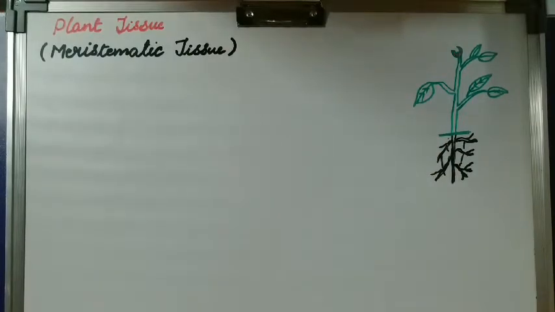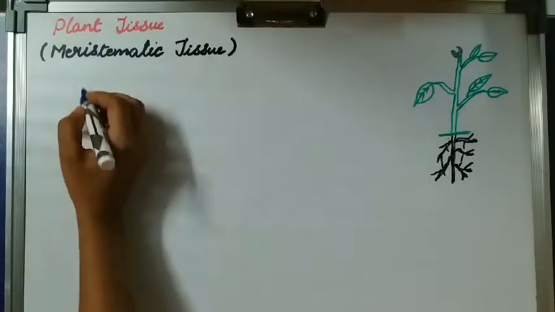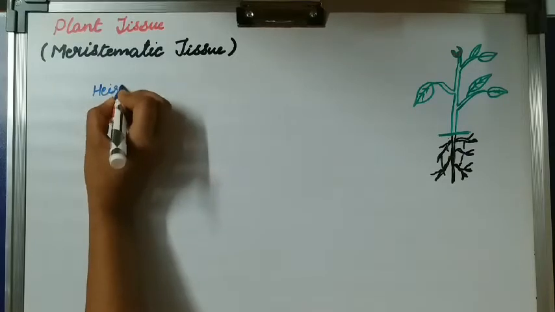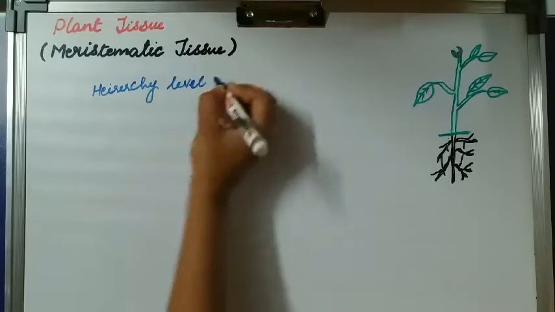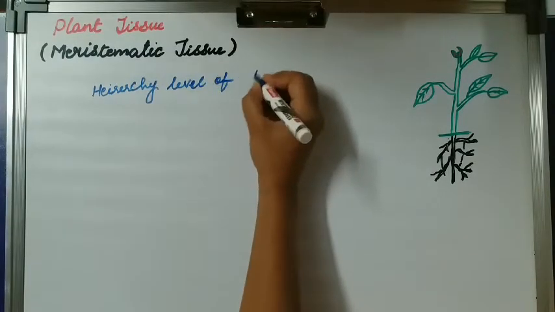Meristematic tissue comes under plant tissue. So before moving to our meristematic tissue, I would like you all to recall what is tissue, which I had already taught you in the chapter the cell. When I was teaching you the chapter the cell, at that time we came across the term tissue. And I had told you about the hierarchy level of body organization.